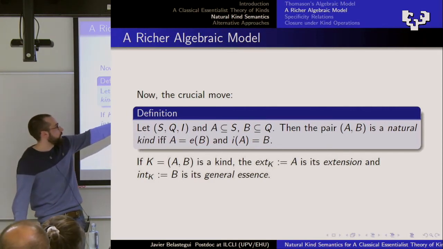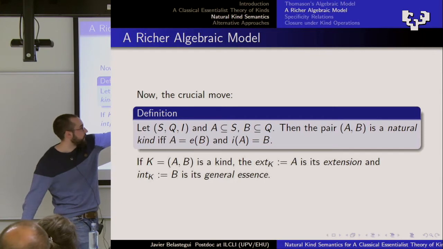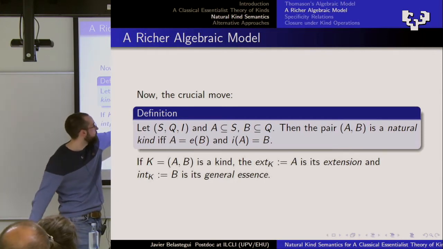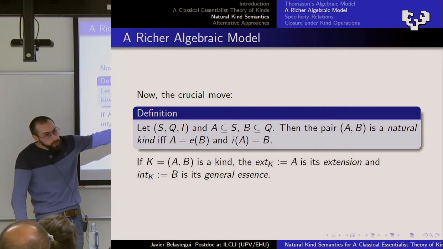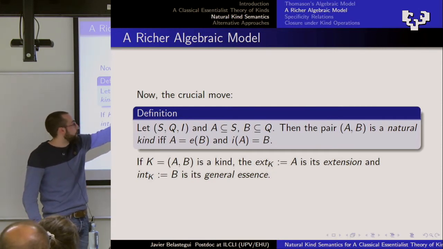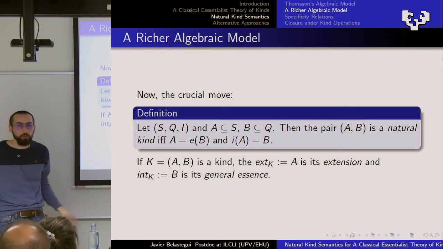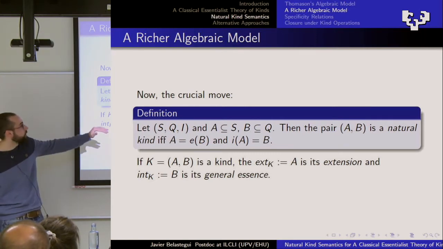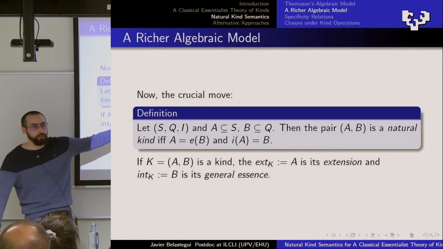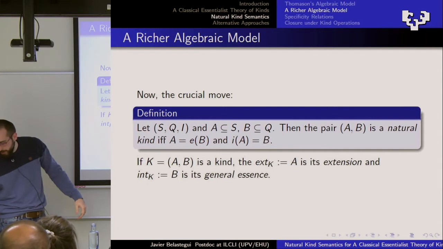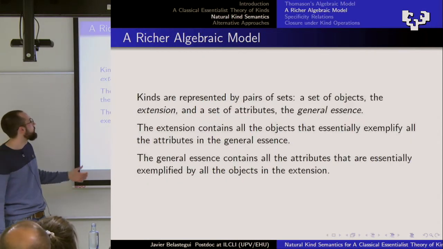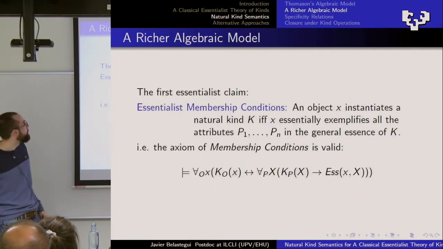We represent a natural kind as a pair of sets, A and B, a set of objects and a set of attributes. And we require that A is the extension of B, and B is the essence of A, so the set of all properties that are common to all the objects. These are the standard definitions. Of course, Willy doesn't call them natural kinds. He calls them formal concepts, but yeah. Okay, so that's the basic idea.